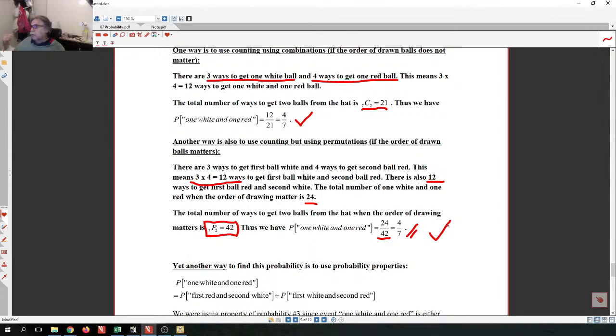2 out of 7. To get 2 white is still the same way, 1 out of 7. And to get 1 red and 1 white is still the same, 4 out of 7. It's kind of interesting. So you can draw 2 balls at once, and you can do one by one, and the probability doesn't change of getting 2 red or 2 white, or 1 red and 1 white.